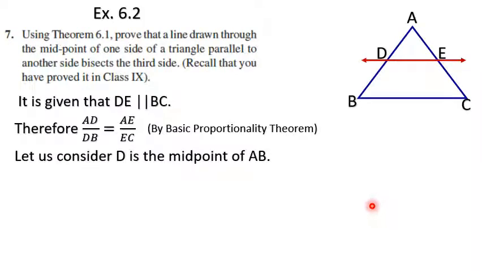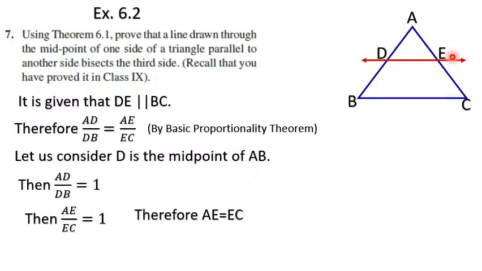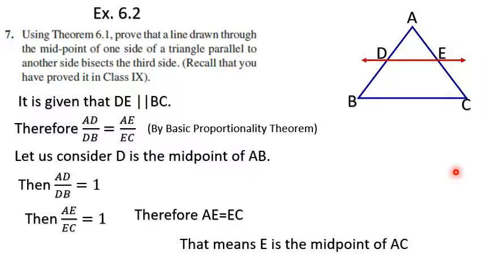Now, D is the midpoint of AB. So what will happen if D is the midpoint of AB? This AD and DB will become the same. That means AD by DB equal to 1. The value of AD by DB will become 1 because AD is equal to DB. So let us substitute that 1 here. So what will happen? That is AE by EC is equal to 1. So what is AE then? AE will become EC. That is AE is equal to EC. That means E is the midpoint of AC.